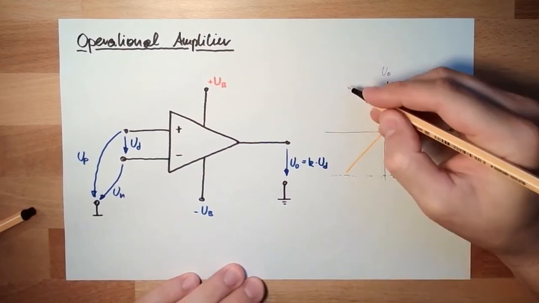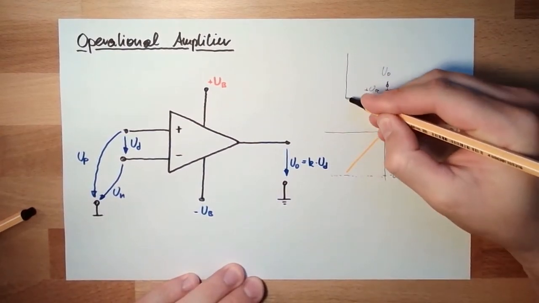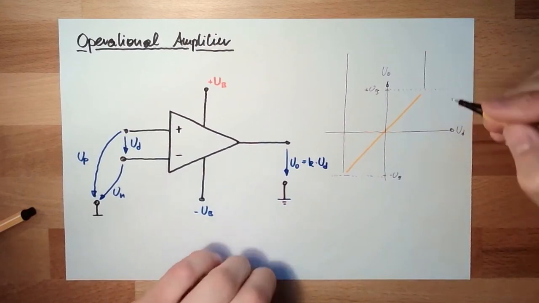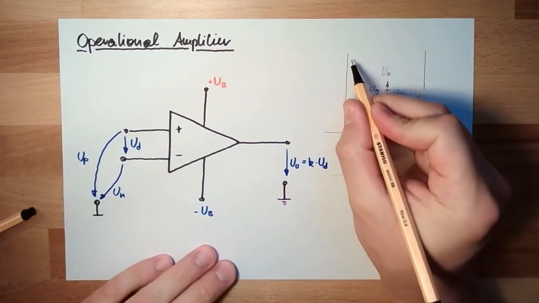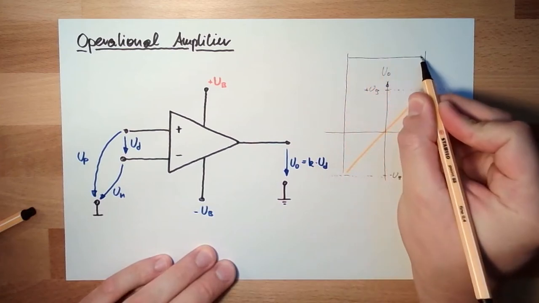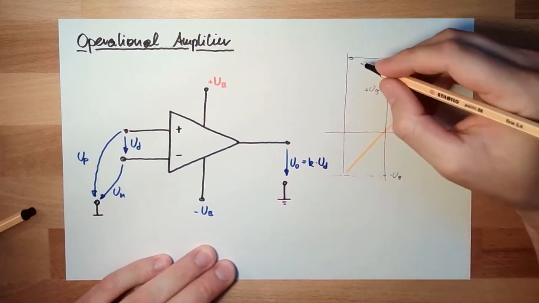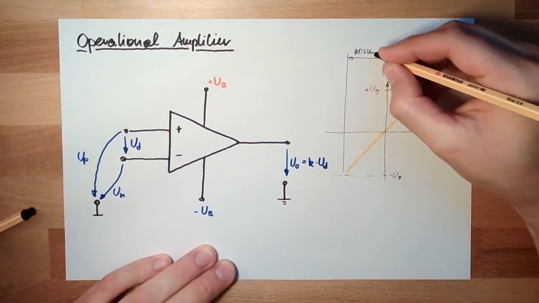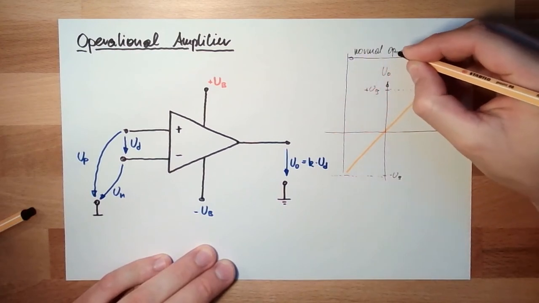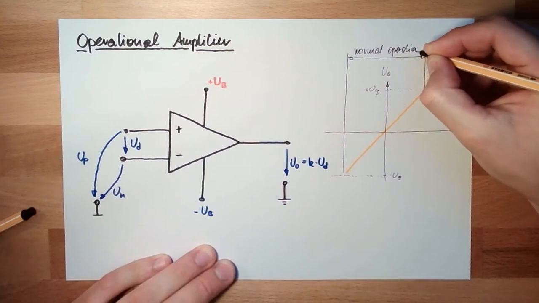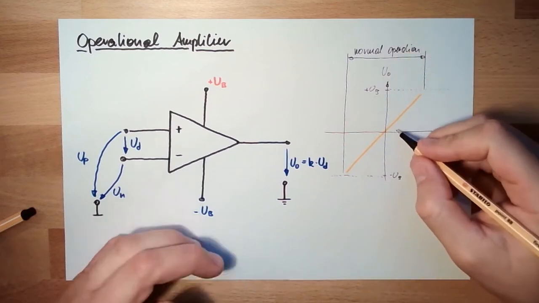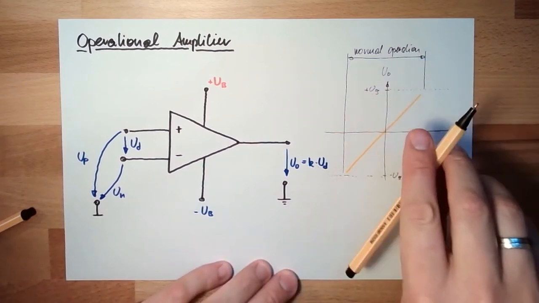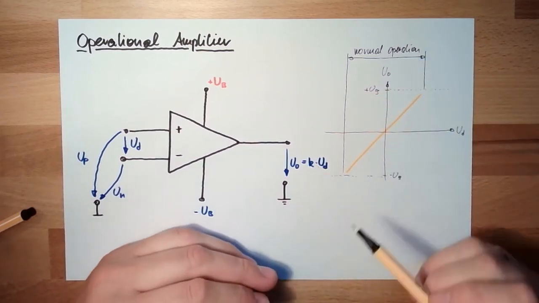So in here, we do have our normal operation, Aussteuerbereich in German. The steepness here is of course depending on the K factor. If K is high, steepness is high. If K is low, steepness is lower.